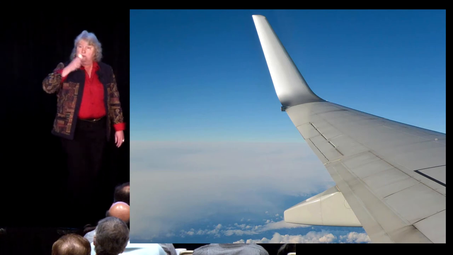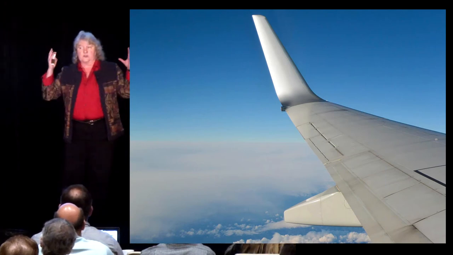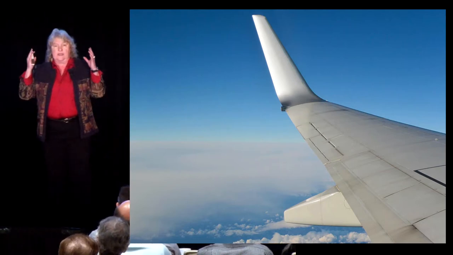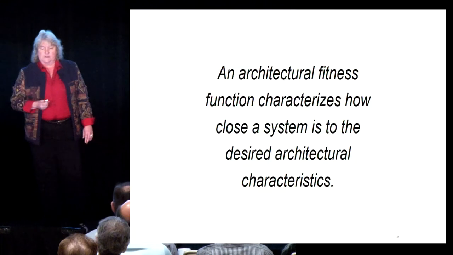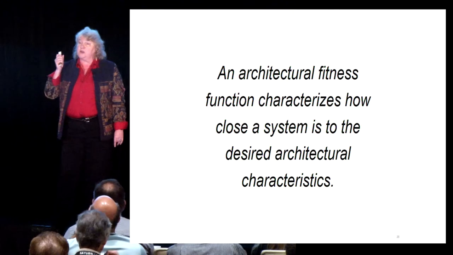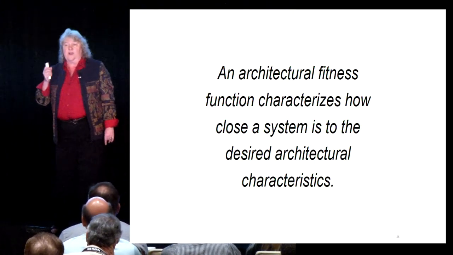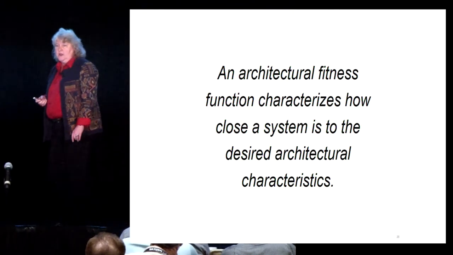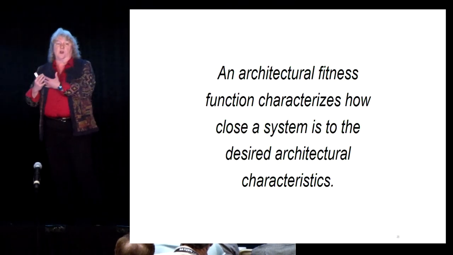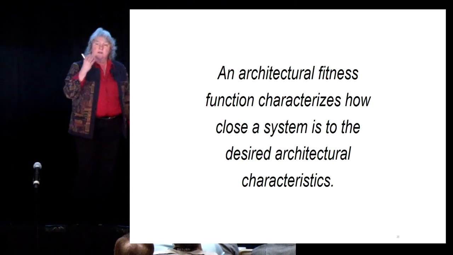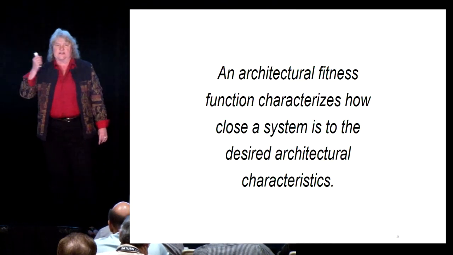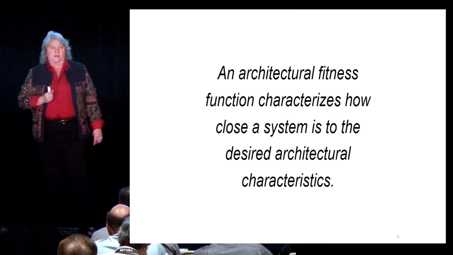Because what we are talking about in evolutionary architectures, we are going to guide the changes in these architectures in our systems to match those fitness functions. So an architectural fitness function characterizes how close a system is to its desired architectural characteristics. We want to think about how a system should look. What are the important architectural characteristics? What are the things that are going to drive the decisions that we make about design and architecture?